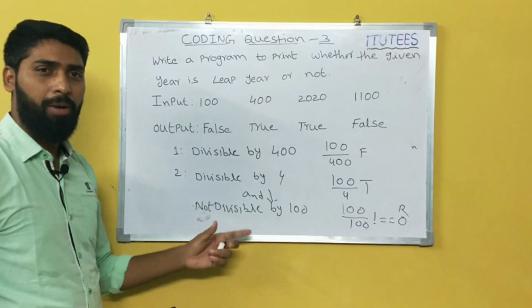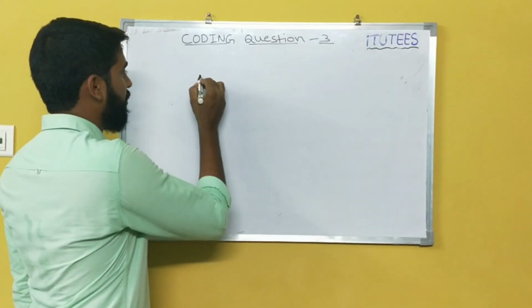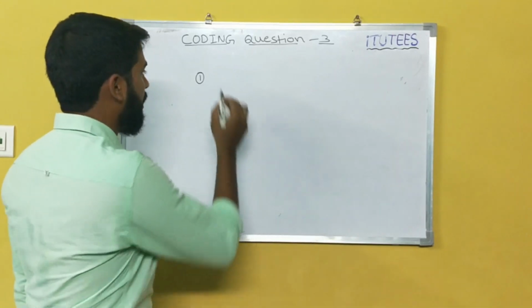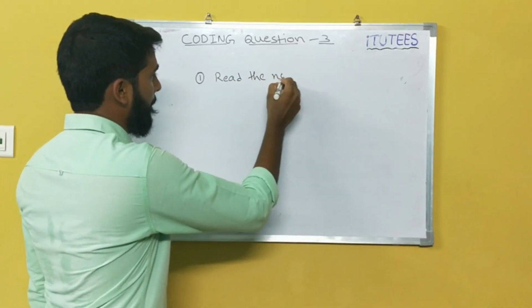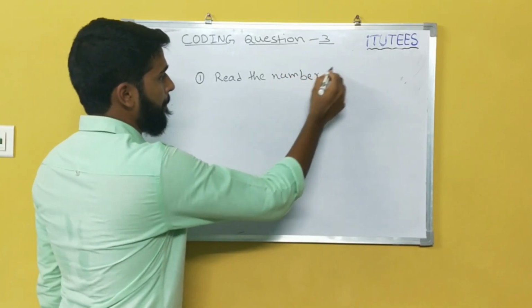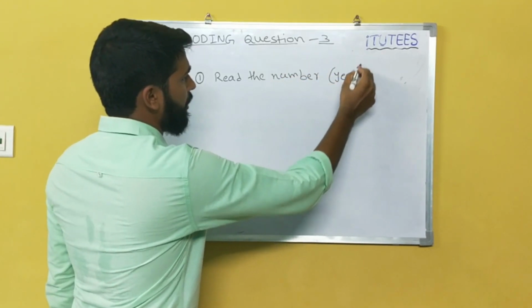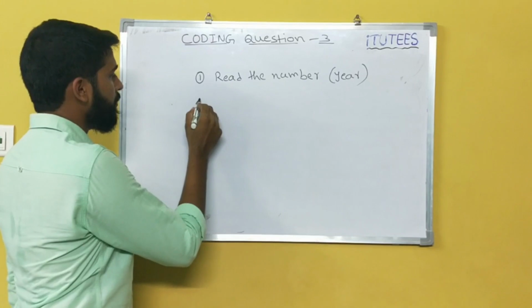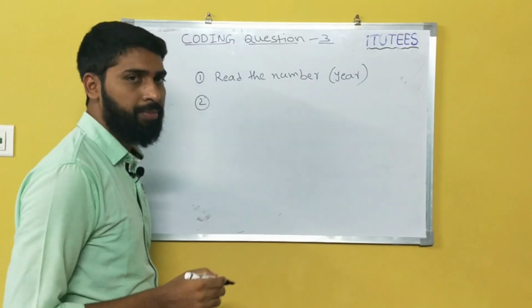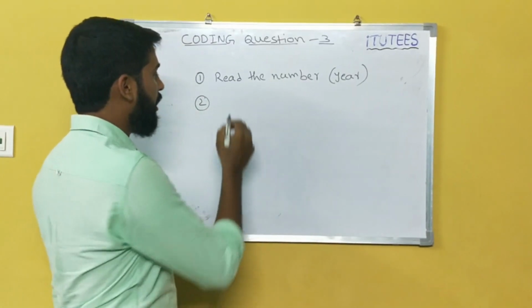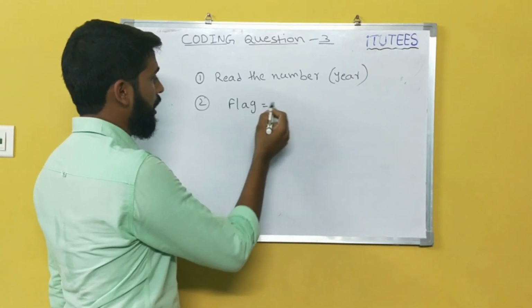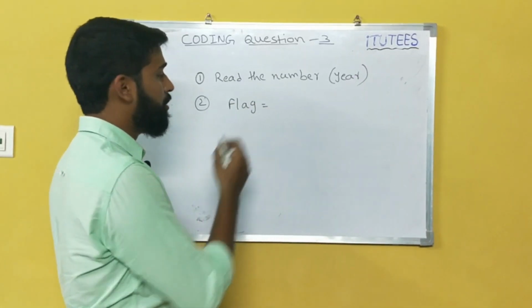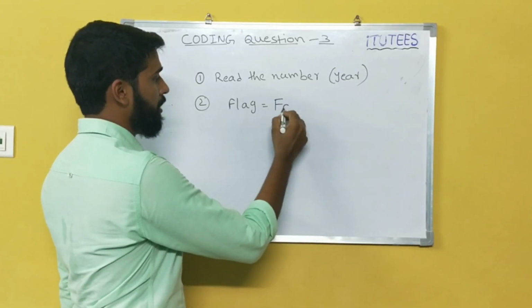Now first we can see the algorithm. 1. Read the year. Read the number into a variable year. In the second step, by default I am taking one flag. I am initializing this flag with false.